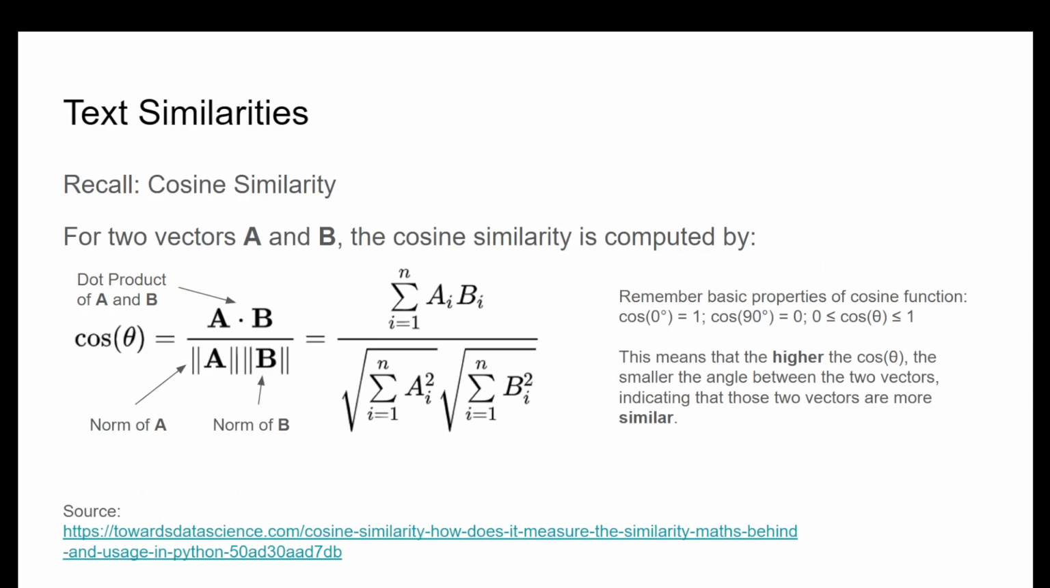This is the formula for the cosine similarity. Basically, it is pretty simple. This is the dot product over the norm of A, the first factor, and the norm of the second factor. And in order to delve deep into the properties of this cosine similarity, you have to remember again the basic properties of the cosine function.